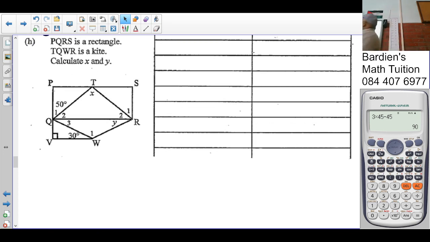In H we are told that PQRS is a rectangle, so all properties of a rectangle are evident there. Then we are told that TQWR is a kite. So if that's a kite, these lengths are equal, right? There are 5 properties that come to mind. First question, calculate x.